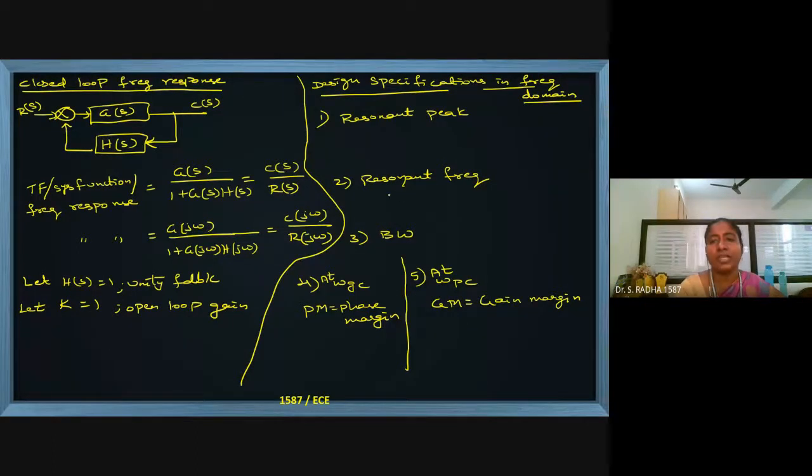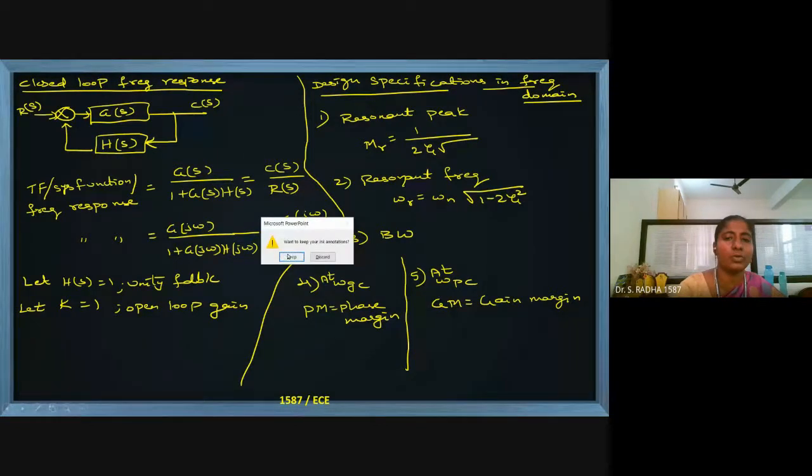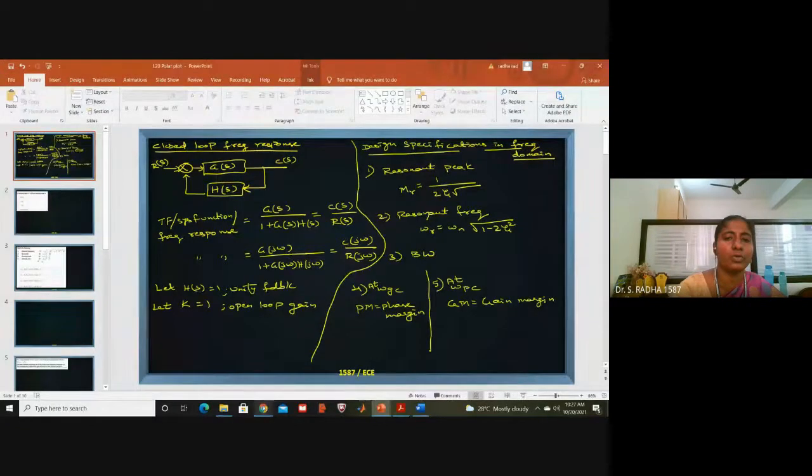So resonant frequency means omega R, which is omega n into square root of 1 minus 2 eta square. This is the formula. Omega n is natural frequency, eta is damping ratio. This we have seen in time domain specifications itself. Now resonant peak means M suffix r. The formula is 1 divided by 2 eta square root of eta square minus 1.